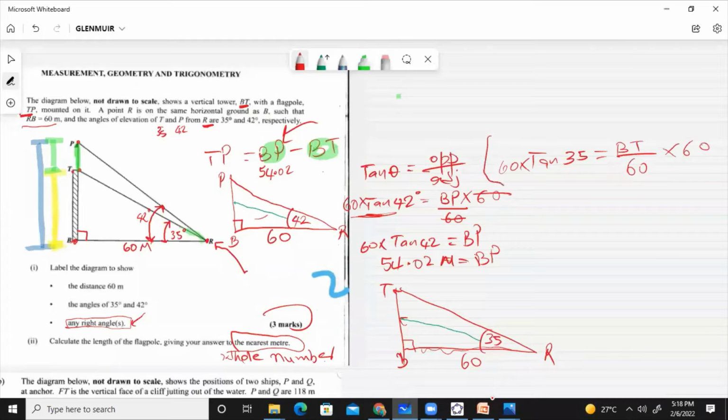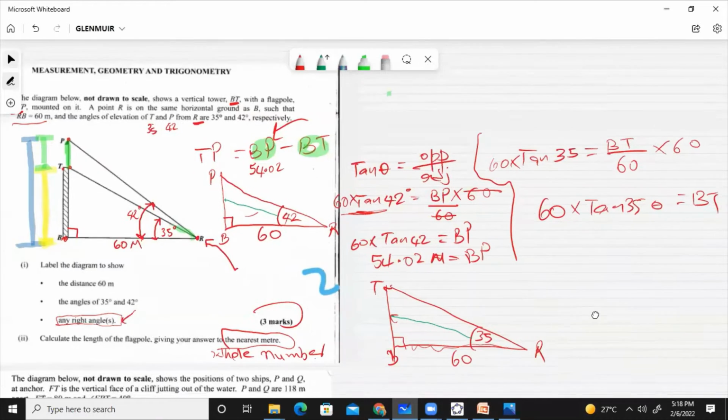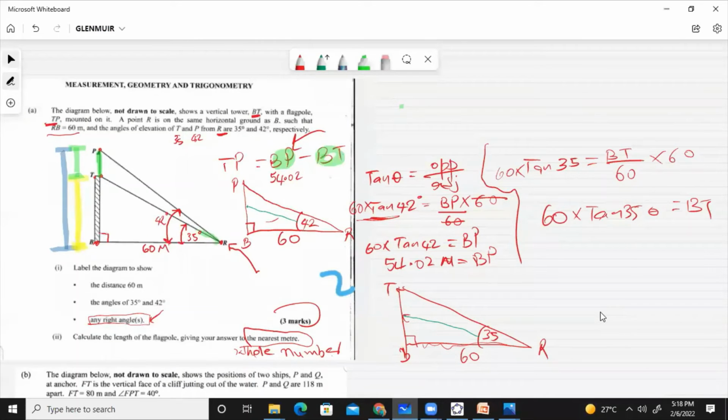So then let me mark this off. 60 tangent 35 is equal to BT. Now let's see what we have. I'm checking mine, you know. Tangent of 35 times 60. I'll say 60 first. I'm begging you to put the constant first, because sometimes your calculator mixes up the angle. Some calculators do it, but most calculators will do it properly. But to be on the safe side, always put the numbers before the ratio.